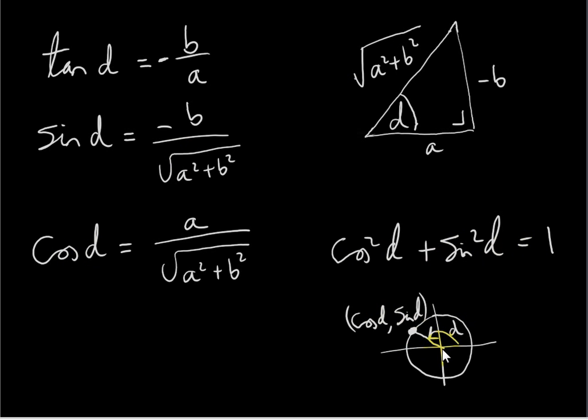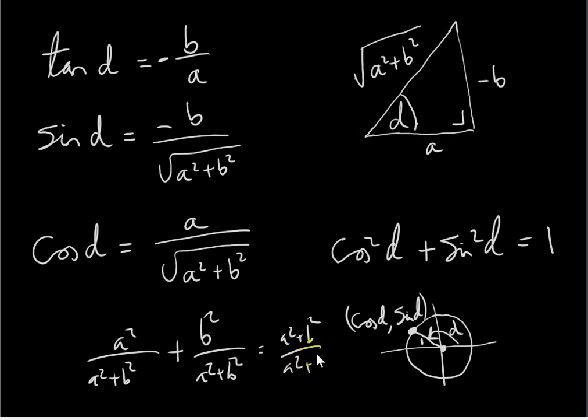The distance of this point to the center of the circle is 1. So basically this has to hold, and it does hold. If you square this and add this onto it, you get a squared over a squared plus b squared. If we square this one, we get b squared over a squared plus b squared. And if we add these together, we get a squared plus b squared over a squared plus b squared. That's equal to 1. So that property holds.